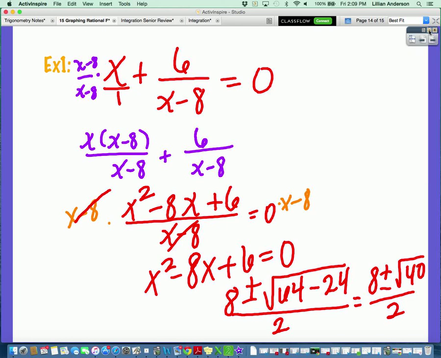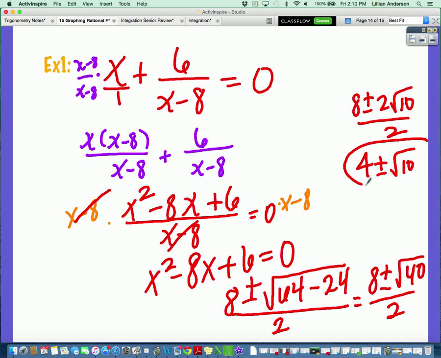And then we're going to simplify the square root of 40 to be 2 times the square root of 10. I'm sorry, I'm all over the place. I should have planned this a little bit better. And I can simplify this to be 4 plus or minus the square root of 10.